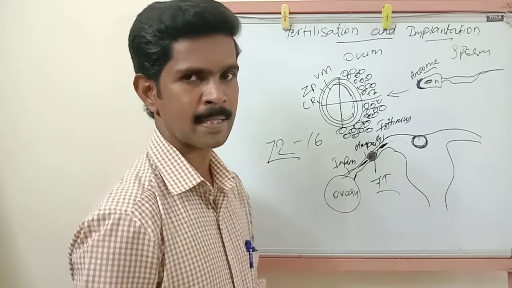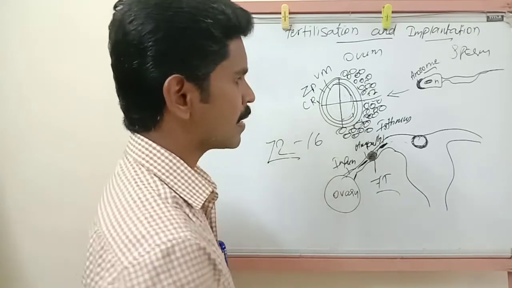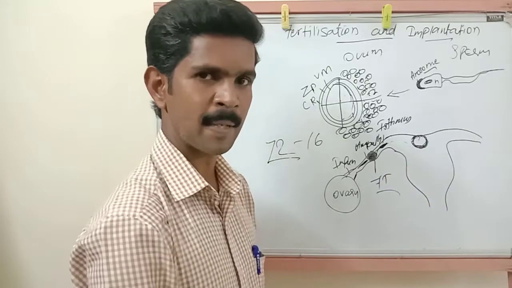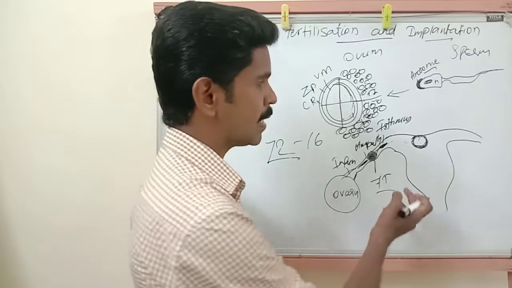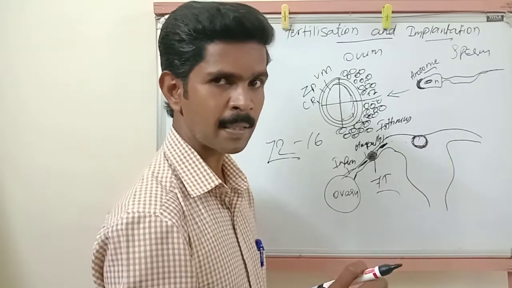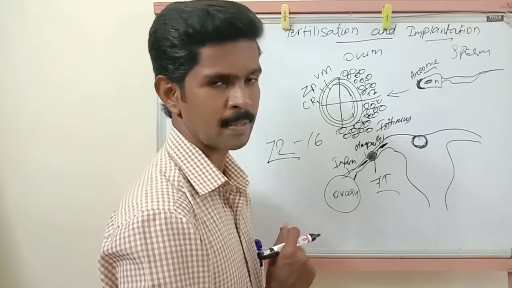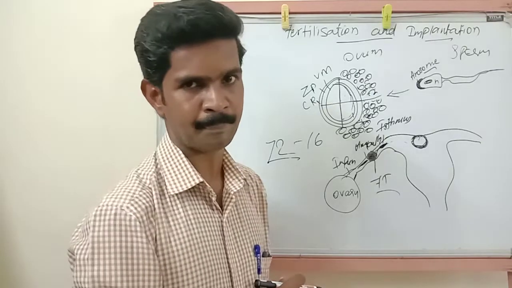But in some cases, the fertilization process takes place outside the uterus, and the pregnancy is maintained outside the uterus. This type of pregnancy is called ectopic pregnancy.